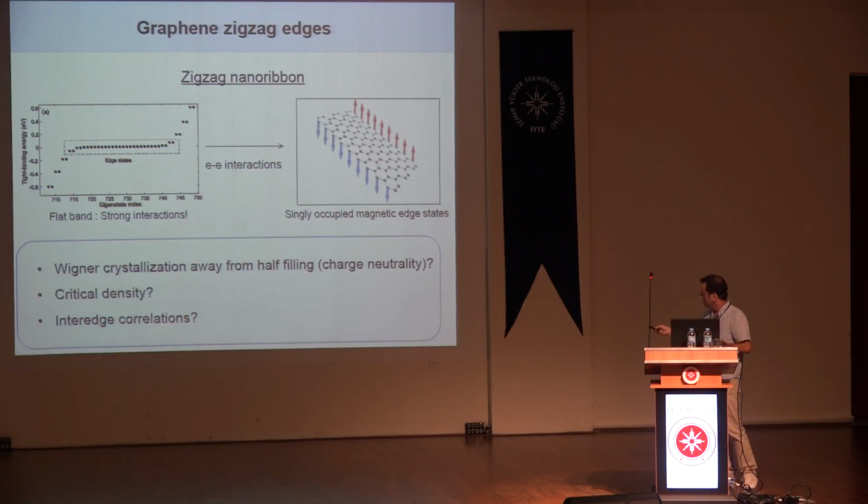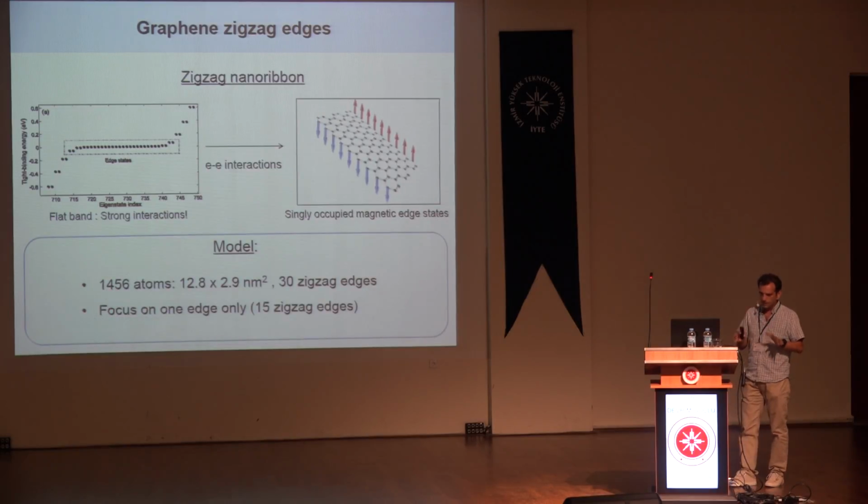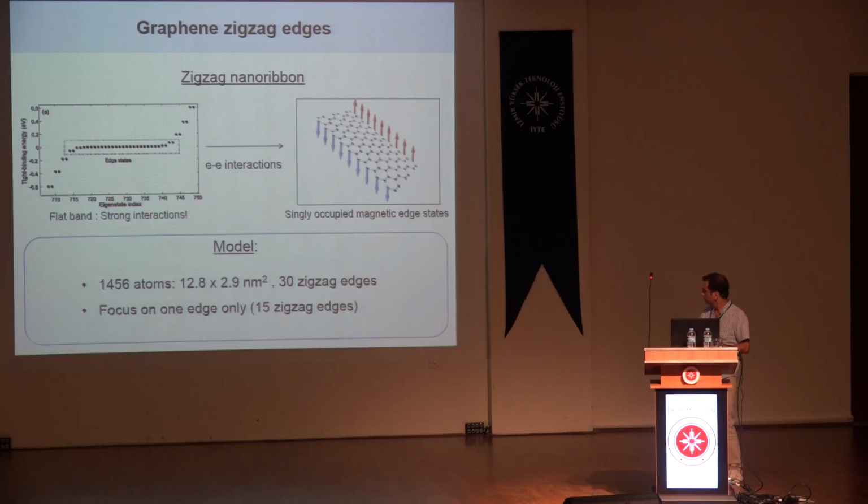As we will see a bit later, if you change the number of electrons, if you change the filling factor, then it is possible to have a Wigner crystal. So we want to investigate at what critical density or filling factor this happens, and if we have a correlation between the coupling between the two edges, how this affects the Wigner crystallization. As a first step, I'm going to consider a system with 1456 atoms that has 30 zigzag edges, and I'm going to focus on one edge to start with. Which means I have 15 zigzag edges.